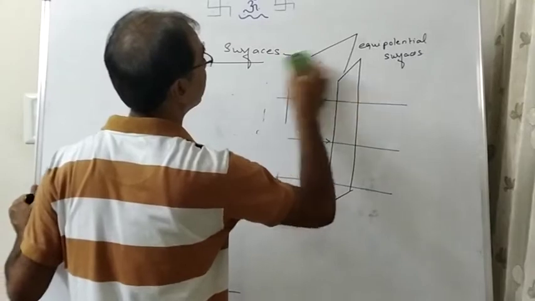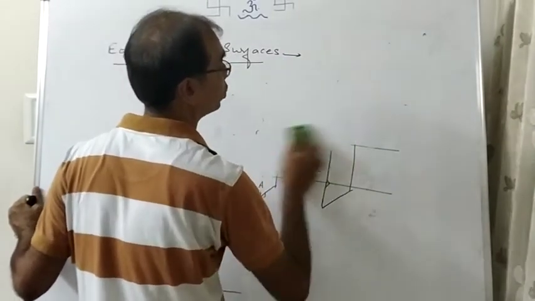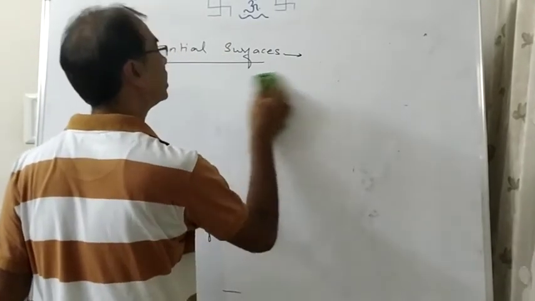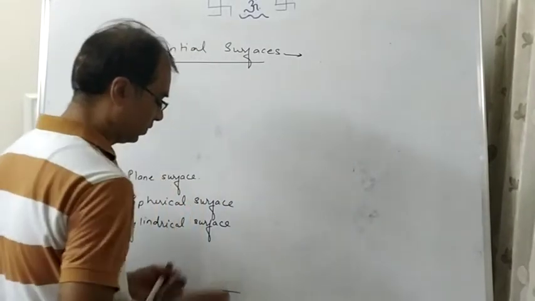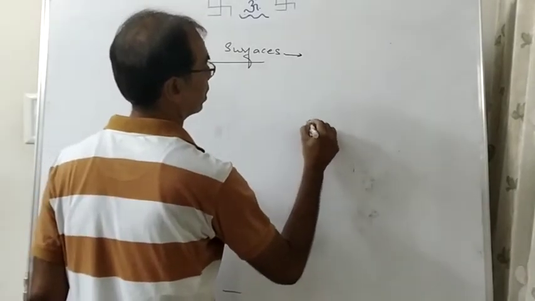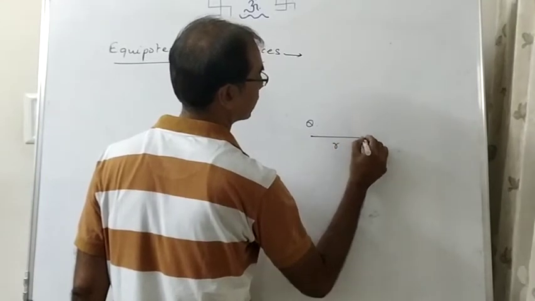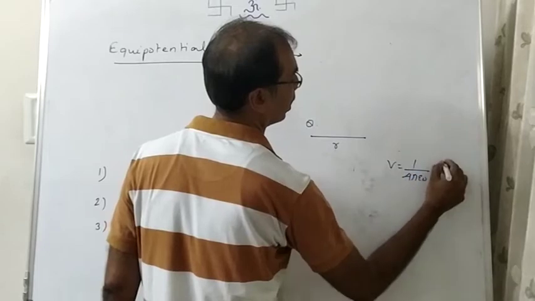When are we going to get spherical? If we go back to wavefronts, when there is a point source, we get spherical surfaces. Here also, if we have a point charge, then we know that from here at r distance, I will be getting what potential? 1 by 4 pi epsilon naught q by r.